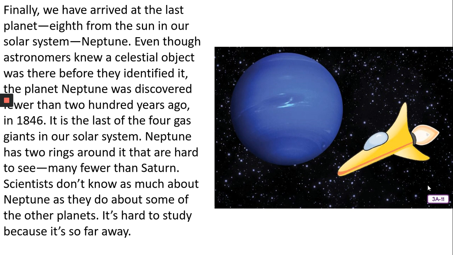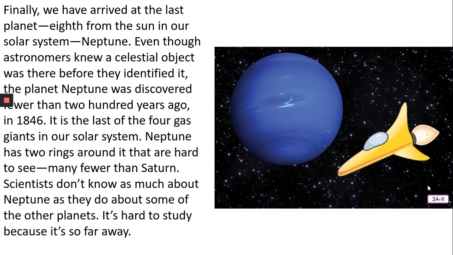Finally, we have arrived at the last planet, eighth from the Sun in our solar system, Neptune. Even though astronomers knew a celestial object was there before they identified it, the planet Neptune was discovered fewer than 200 years ago, in 1846. It is the last of the four gas giants in our solar system.